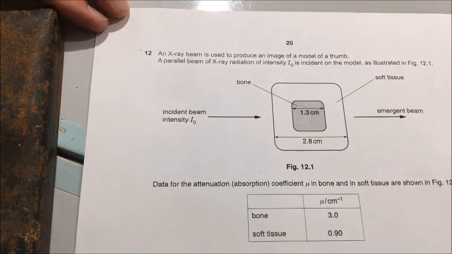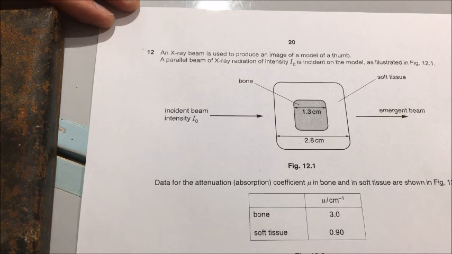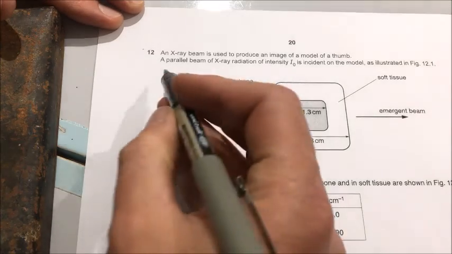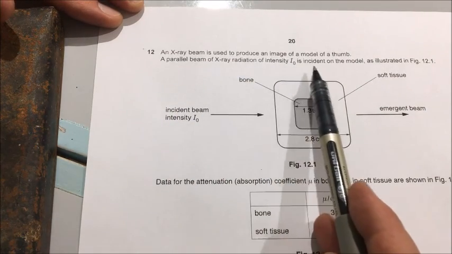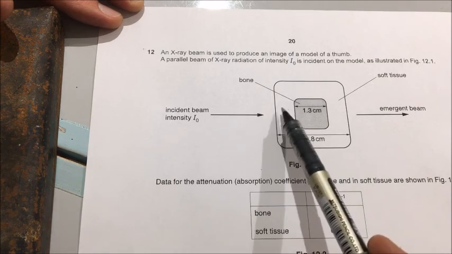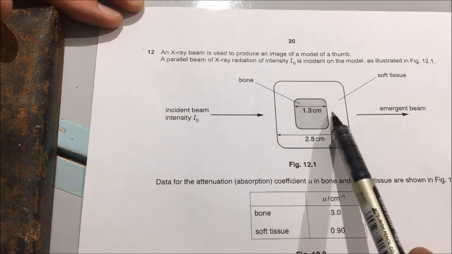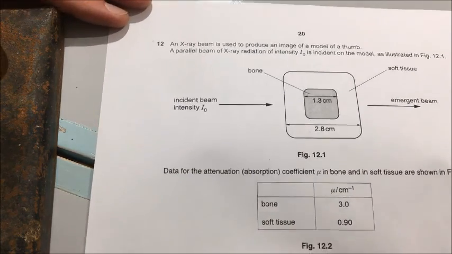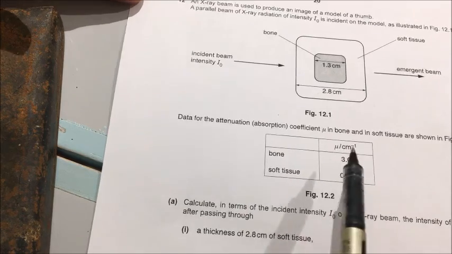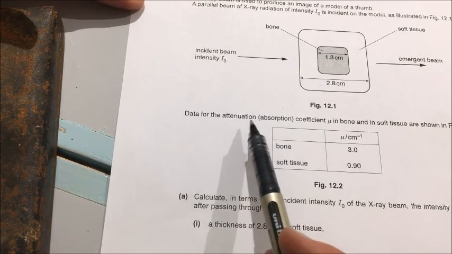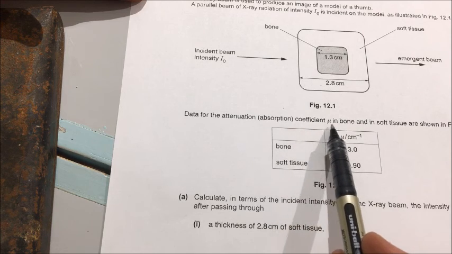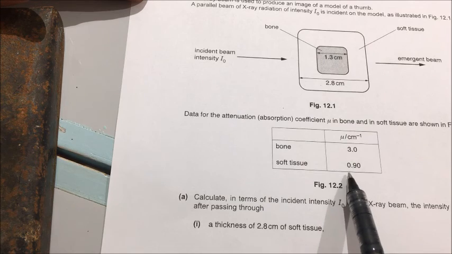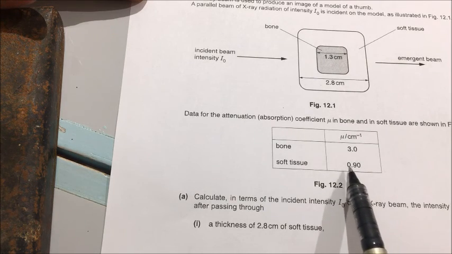So it says here, an X-ray beam is used to produce an image of a model of a thumb. A parallel beam of X-ray radiation, so there's that word parallel, of intensity I0 is incident on the model. It's a model, but the idea is that this here is flesh, that's bone, and that's flesh again. Of course, this is a square, whereas a thumb would be different, but it would be thumb shaped. So let's take a look at the attenuation data here. It says that the absorption coefficient mu in bone and in soft tissue are shown. As you'd expect, it attenuates by much more in the bone than it does in the soft tissue.